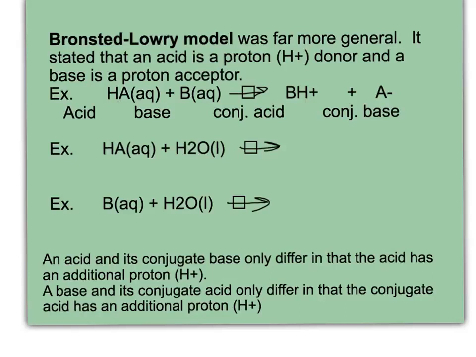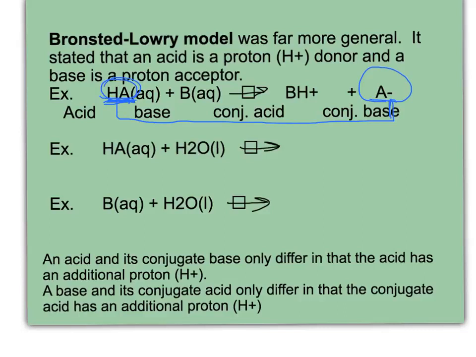Let's look at the acid. Here's my acid. It has a conjugate base. An acid loses, gives away, or donates a proton to become A minus. So we say that this is the acid and this would be its conjugate base. An acid and its conjugate base look the same, except that the acid portion has an extra H plus. If you compare HA with A minus, they look the same, except the acid has an extra H plus.